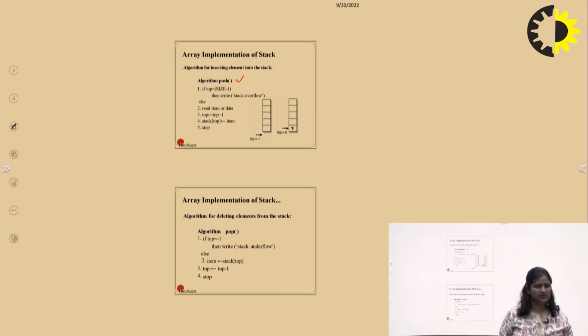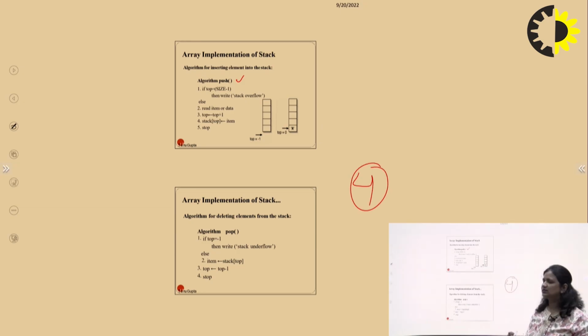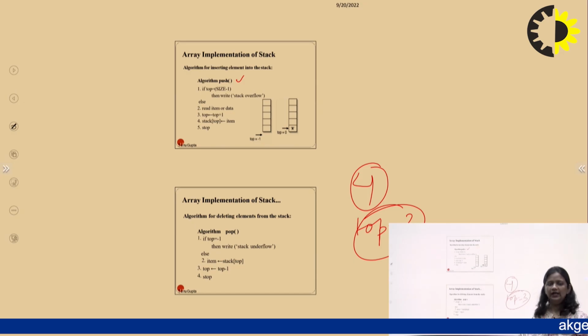Size is the stack size. It can be 4, 5, 6, 10, 100 and so on. If the top value is size minus 1, then write overflow. For example, when the stack is of size 4, top is equal to 3. When top is equal to 3 and points to the value 3, and the stack size is 4, what does that mean? The stack is full. So this is a condition of overflow.